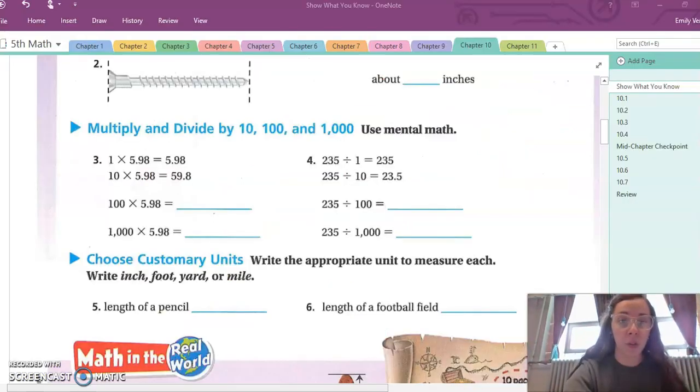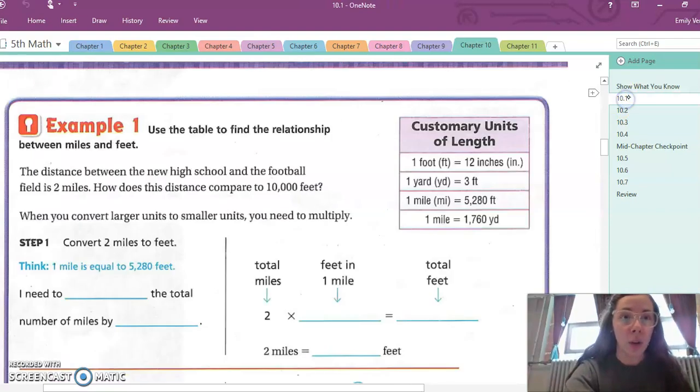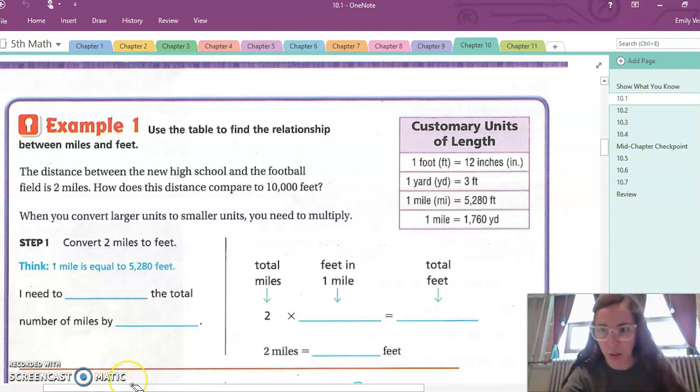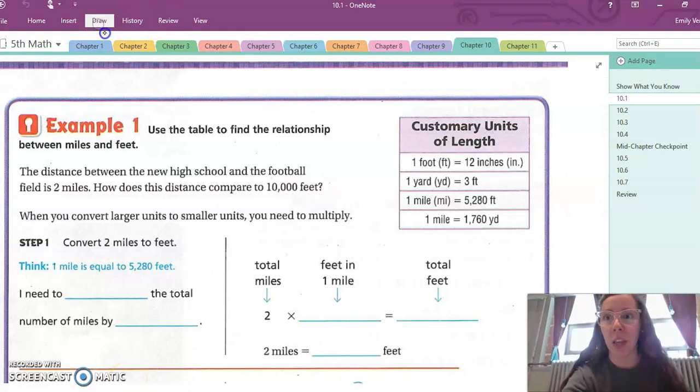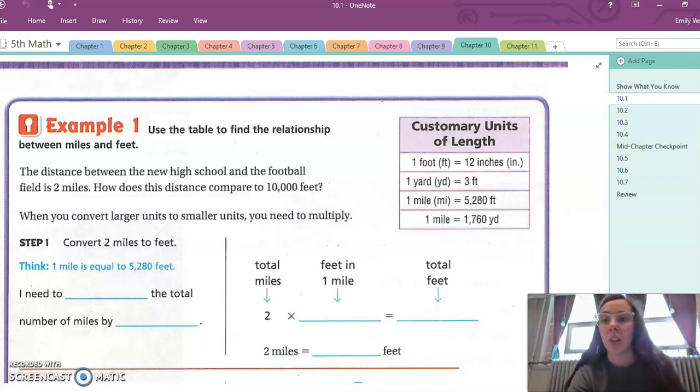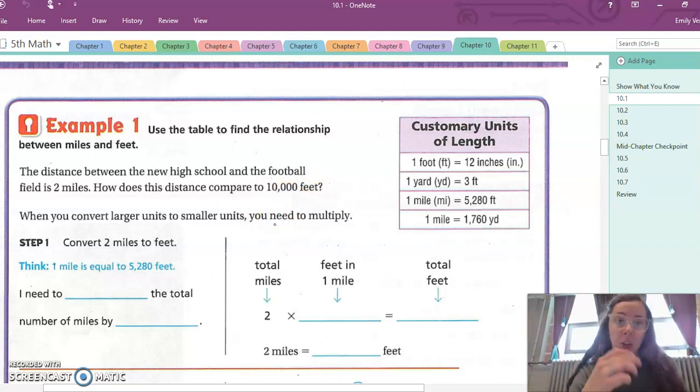So now let's jump over into your regular book on your 10.1. Turn that first page over, but we are going to do these examples on the back, and I'll try and hurry so that we can get everything through before the time runs out again. Okay, so converting between units, going from one unit to the next, we're going to look at this example here. The distance between the new high school and the football field is 2 miles. How does this distance compare to 10,000 feet? So we're going to be doing a little comparing here, which we've seen before. That's greater than, less than, or equal to.